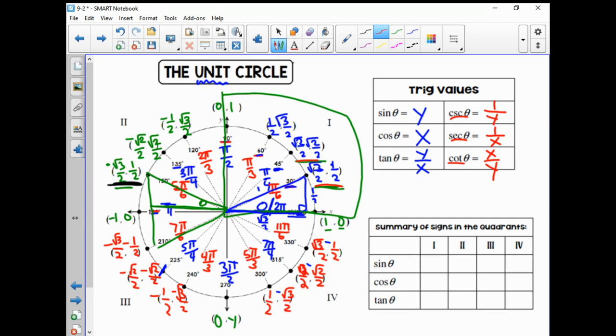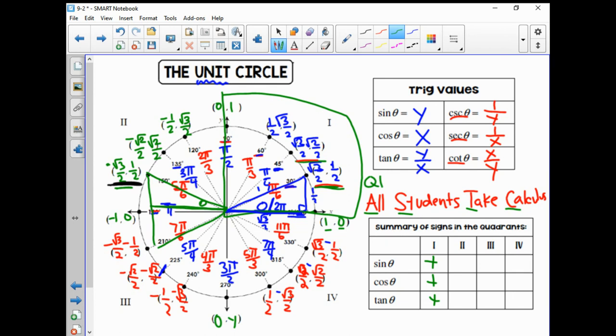And then let's do one more thing. This is going to be in our next lesson, but I'm going to just tell it to you really quickly, and then we'll go over it more next lesson. You're all going to want to remember this cute little saying: all students take calculus. Notice right here, we've got an A, an S, a T, and a C. Basically, that is saying in quadrant 1, all of your trig functions are positive. So we're going to just write positive on all of these.